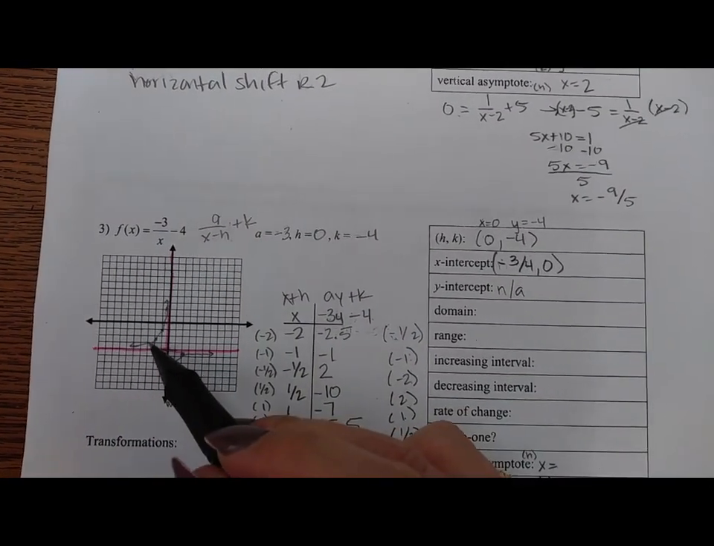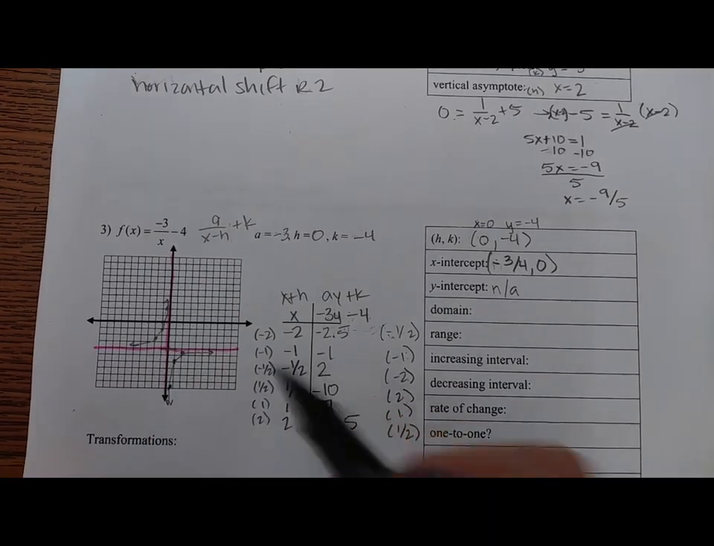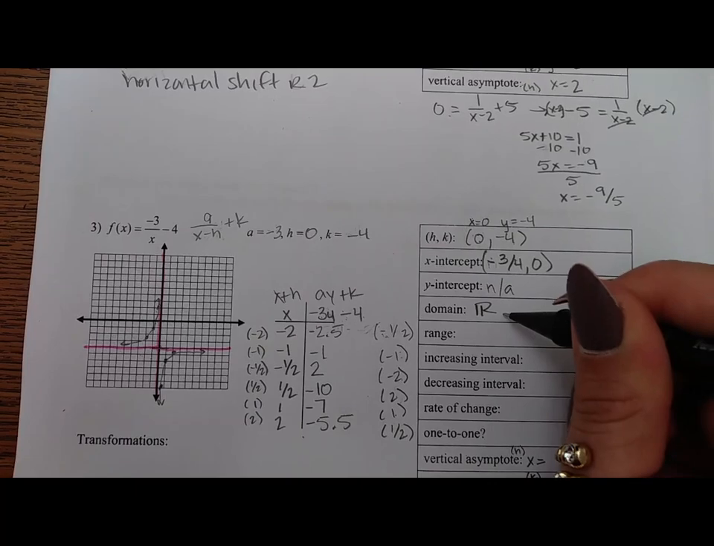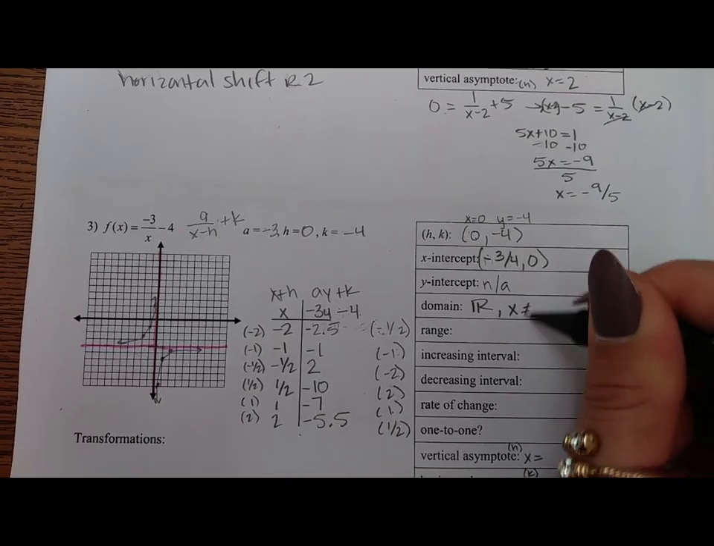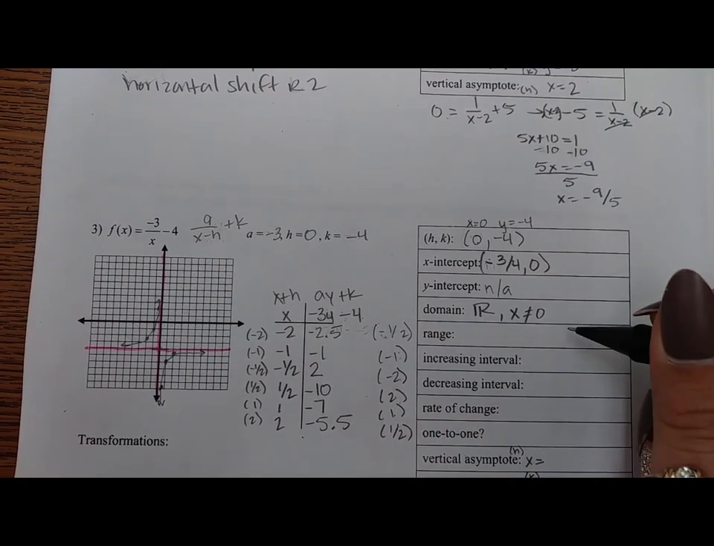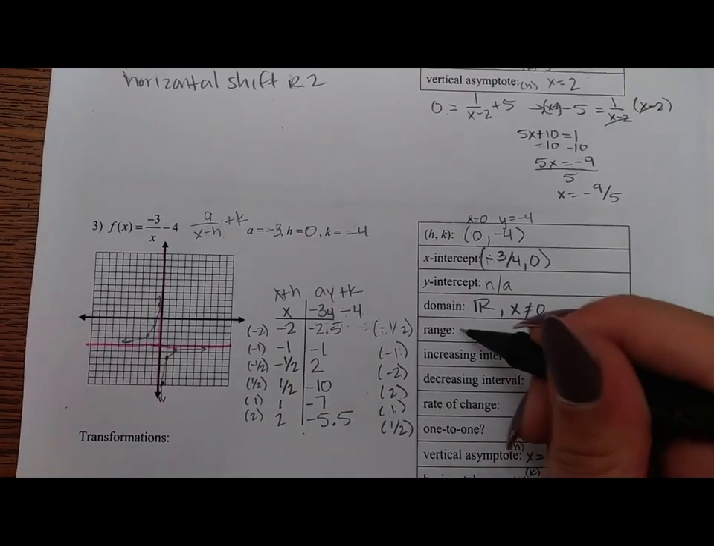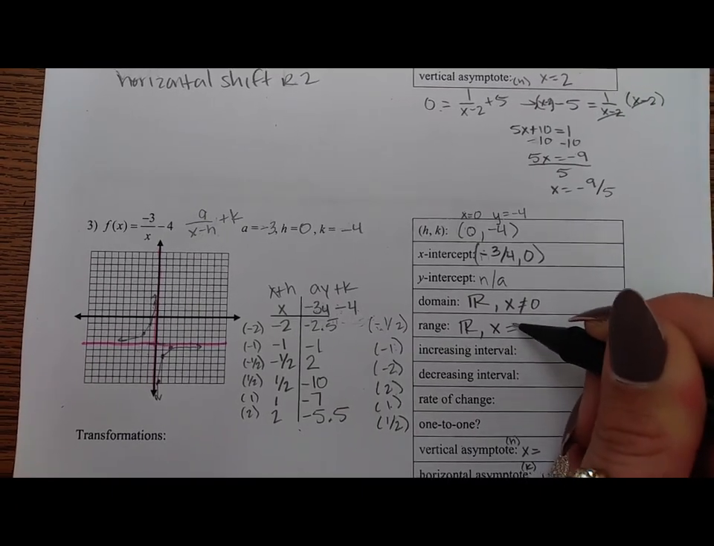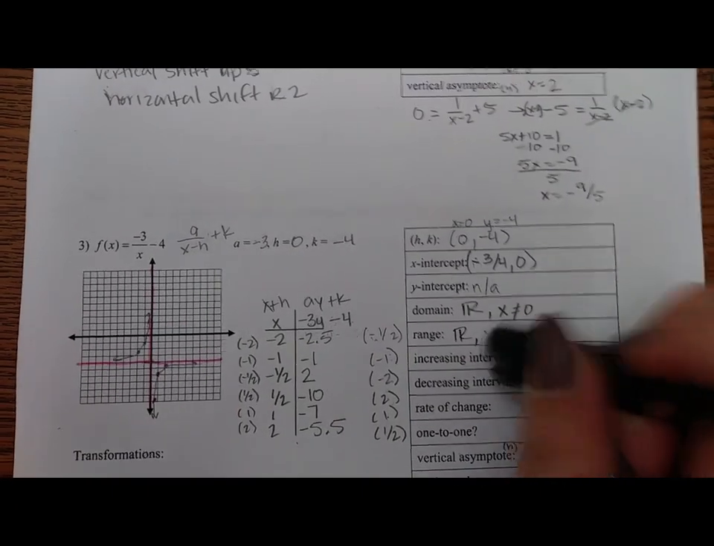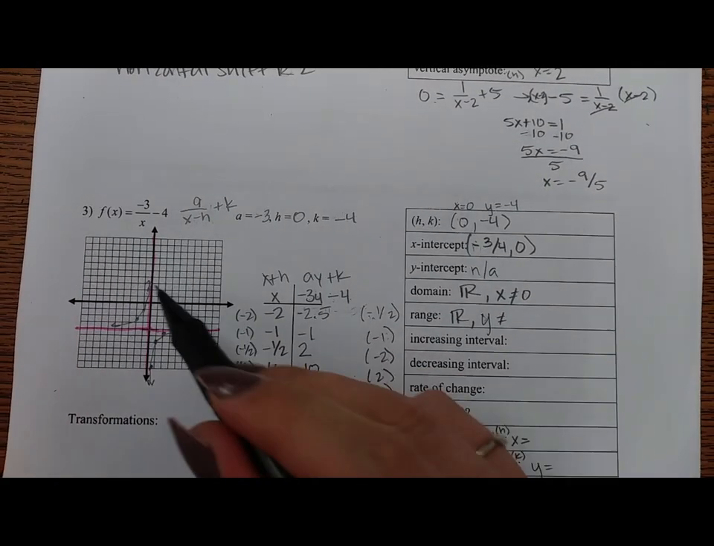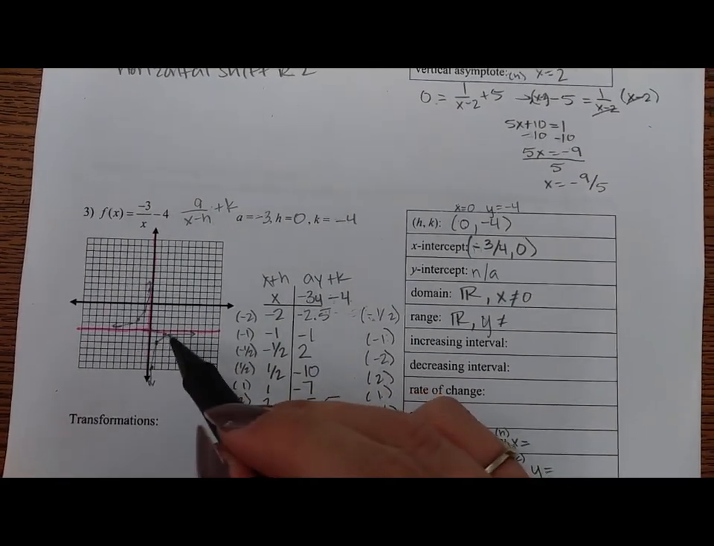Our domain, again, from left to right goes on forever. And we say all real numbers where x does not equal 0. Then our range, again, is all real numbers where y does not equal -4.